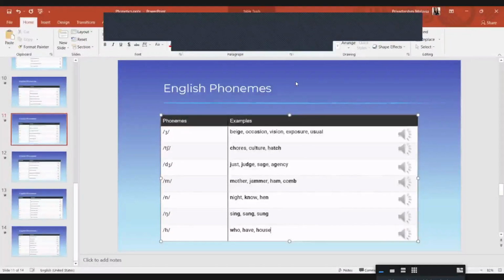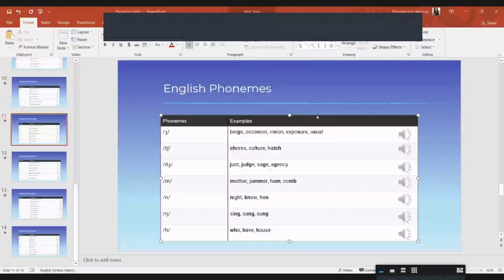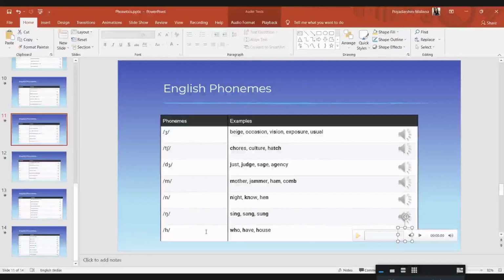Okay. Now, last one on this slide will be the h sound. So we have who, have, house. Okay, let's just hear it out. Who. Have. House. All right. Are all the phonemes and pronunciations on this slide clear? Should I move on? Yes, ma'am.